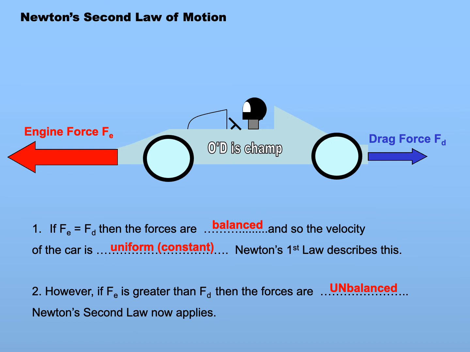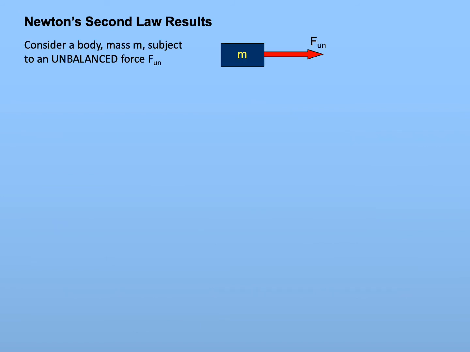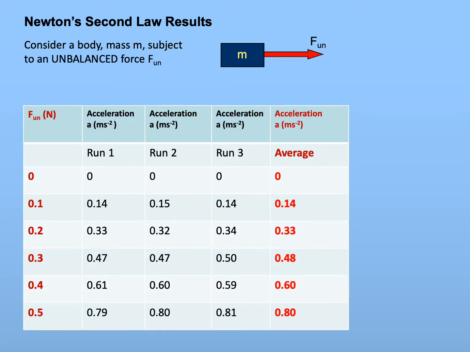Let's look at Newton's second law. Let's imagine a mass, m, subject to an unbalanced force, F subscript un. I'll call that F sub un for reference. And that force, F sub un, is pointing to the right. You do an experiment where you take a mass and you apply various unbalanced forces to it, and you measure its resulting acceleration. Here are some sample results.